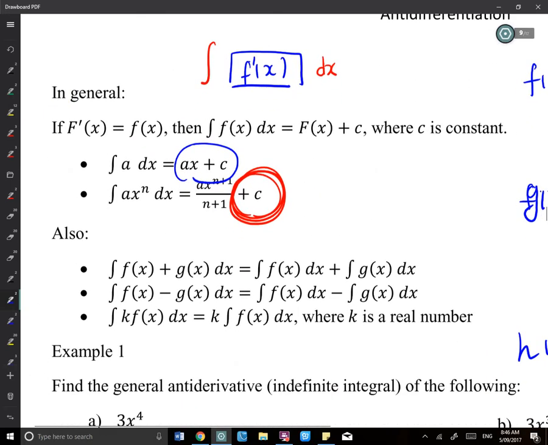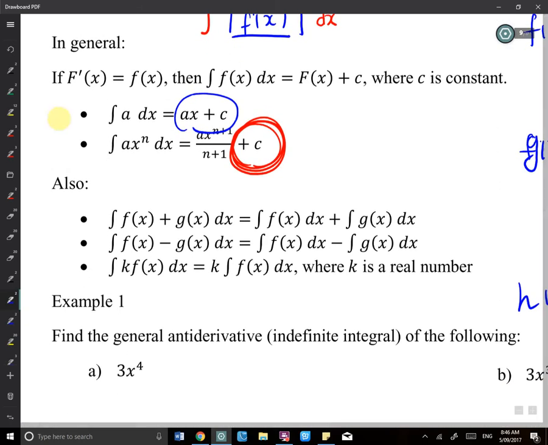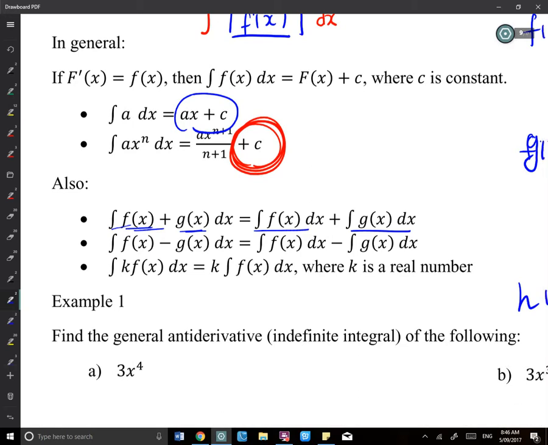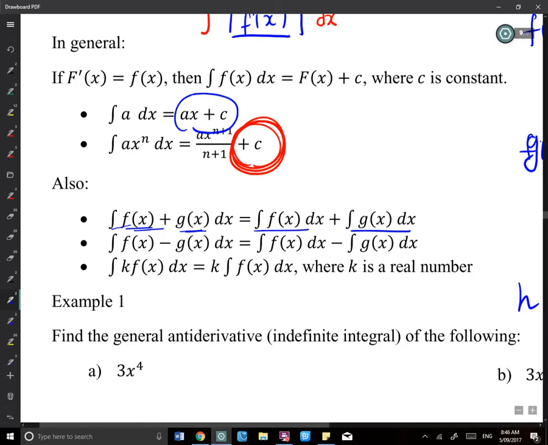Then we have some general formulas. If you have two functions plus together, you can anti-diff them separately. You can anti-diff fx first and then gx, and then add them together. Subtraction is the same. You can anti-diff them separately and then subtract them.